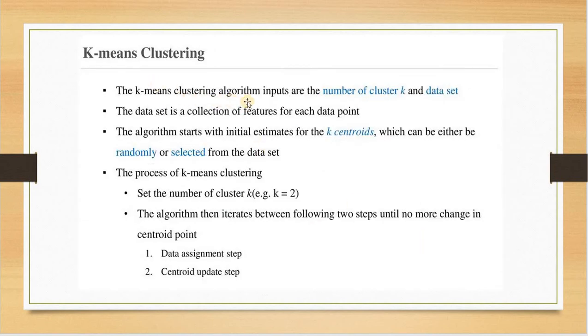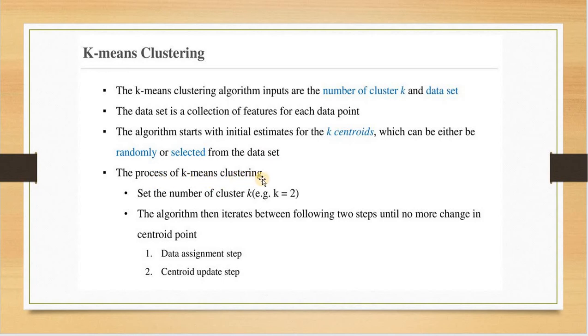Now, the k-means clustering algorithm inputs are the number of clusters k and the dataset. The dataset is a collection of features for each data point. The algorithm starts with the initial estimates for the k centroids, which can be either randomly generated or selected from the dataset. So firstly, we have to select on our own the number of clusters, and then based on that we find the mean and then we find the best clusters.